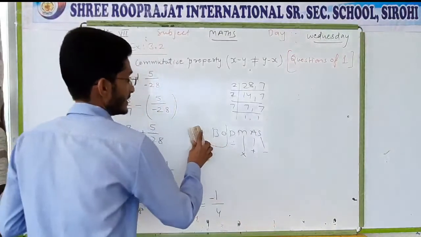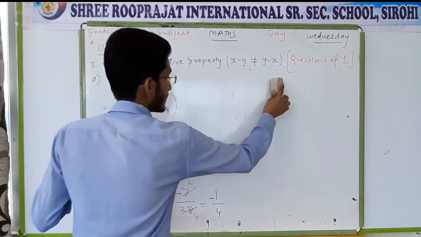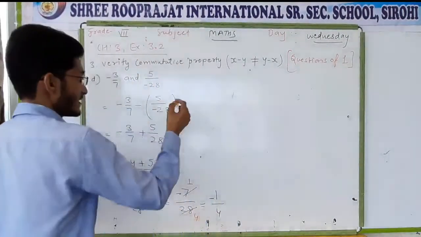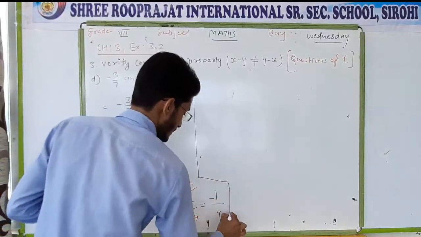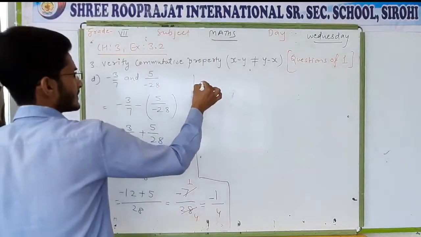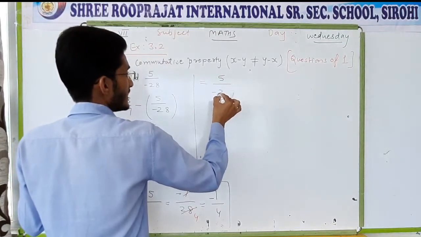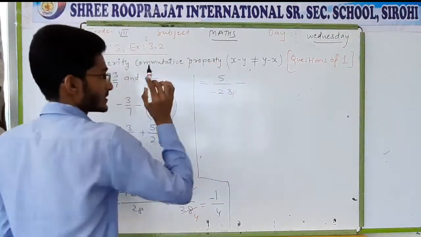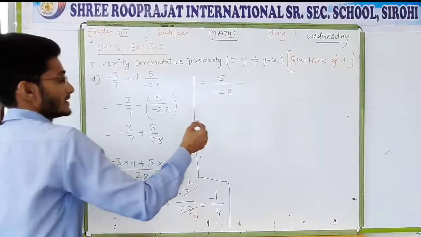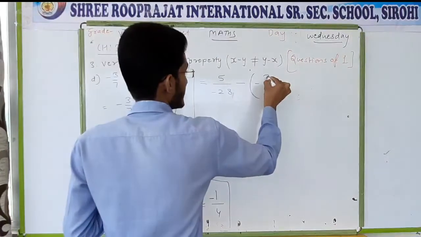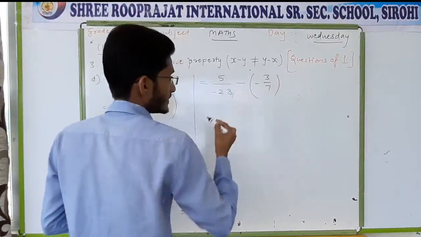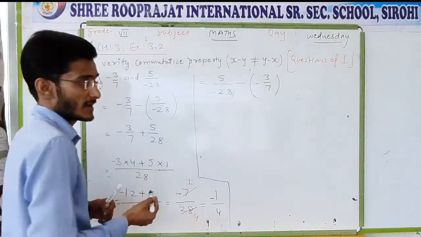Now we will change the order. Let's see what answer we will get. So now we will subtract 5 by minus 28. You have to subtract, and the number given second is minus 3 by 7. So same as it is. First of all, you have to open the bracket.